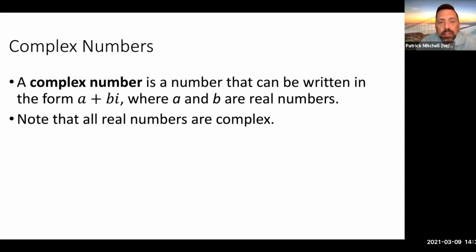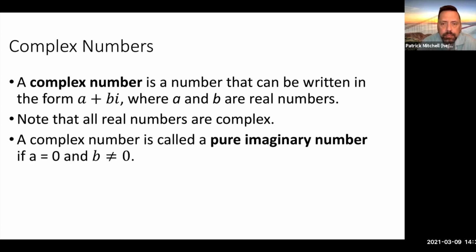And the reason that real numbers are complex is because you can just set b equal to 0 in this a plus b times i. So if b is 0, you get a plus 0 times i, which is just a, okay? A complex number is called a pure imaginary number if a is 0 and b is not 0.